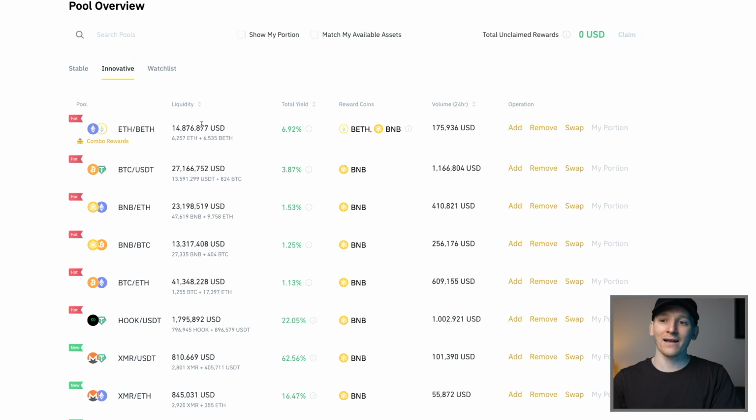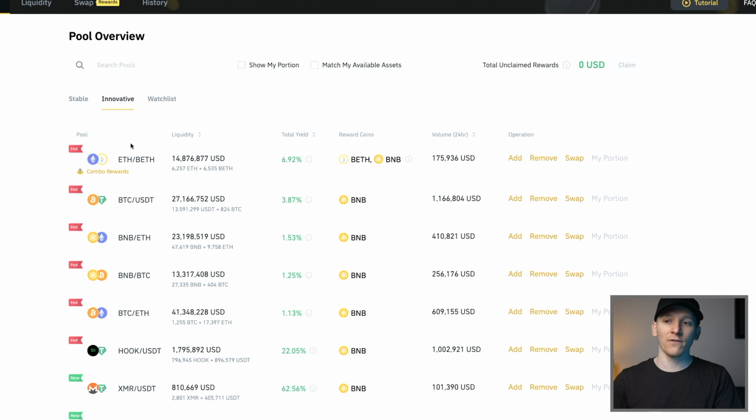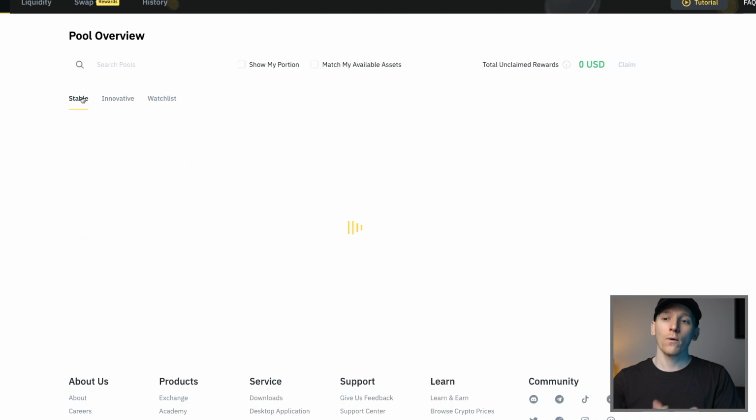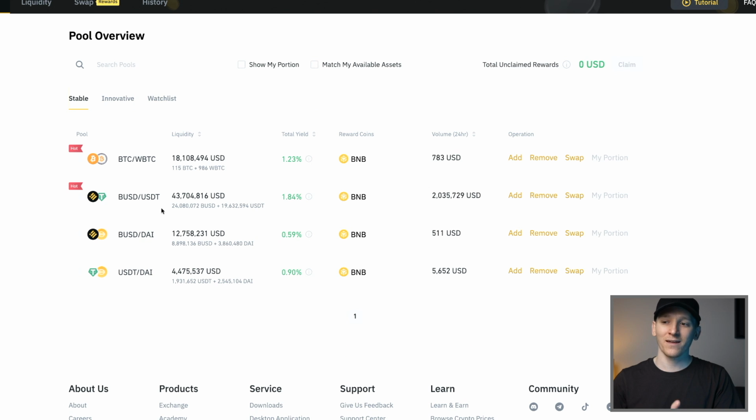So we're looking at tokens that have a very similar value, for example, ETH and BETH, wrapped Bitcoin and Bitcoin, or stable coins like this. They pay a lower yield, and that's because they're less risky because there's less impermanent loss in those pools. We'll go ahead and add liquidity then.